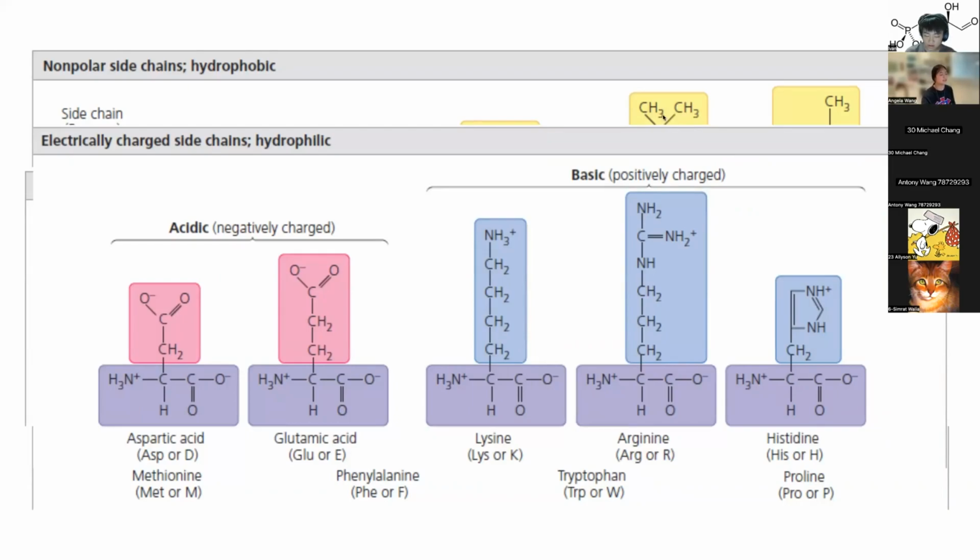Go back where? Check Campbell's. Campbell's online. You see, remember which ones are non-polar, which ones are polar, and which ones are charged. They only test polar and non-polar interactions. You just need to know which ones are polar and which ones are non-polar.